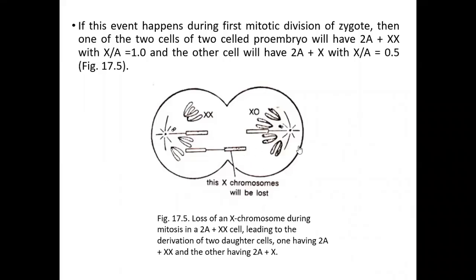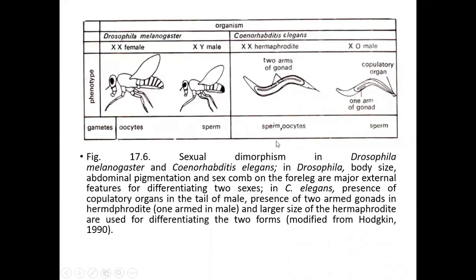Lost forever. So that means one side will be female and the other side will be male. So you can see that loss of an X chromosome during mitosis in a two autosomes plus XX cell leads to two daughter cells, one having two autosomes, and the other having two autosomes plus one X chromosome.